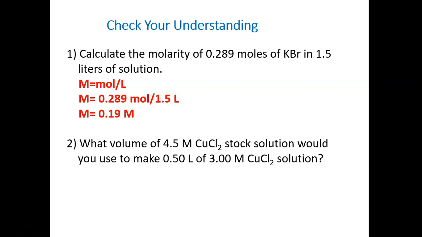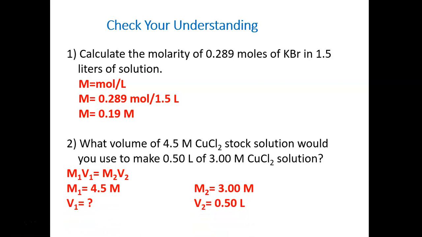For the next one, this is a dilution, so I'm going to use my dilution formula. I figured out which numbers corresponded to which variables, and then I can substitute in. Now, one thing I want to draw your attention to is making sure you pair up the volumes and molarity correctly. Sometimes if you're just rushing through this, you might be like, okay, well, my first molarity is 4.5, my first volume is 0.5, and my new molarity is 3. But you have to read carefully.